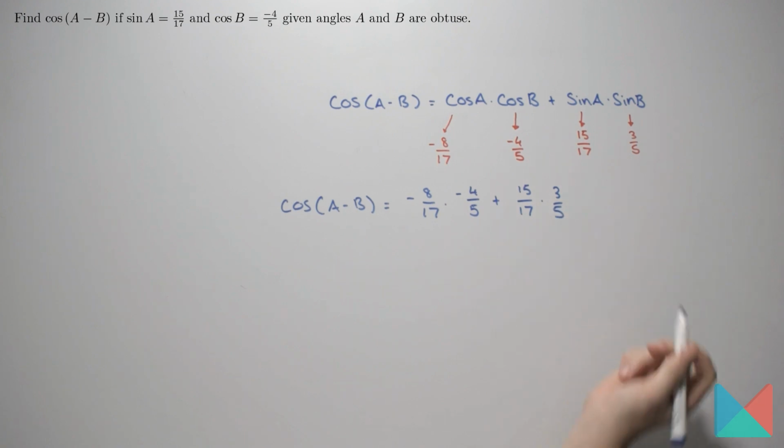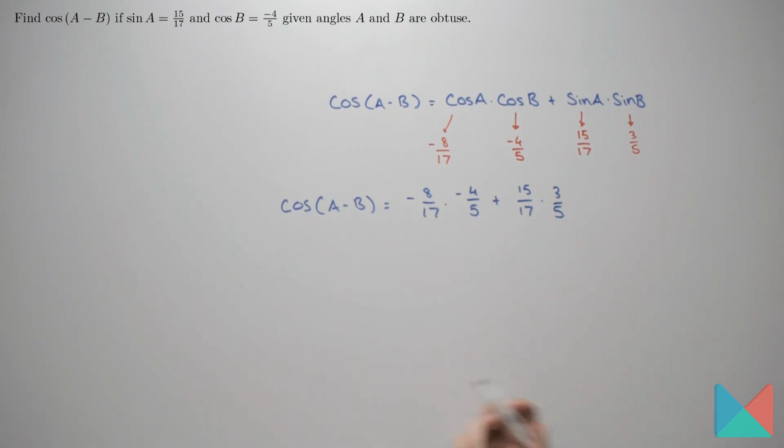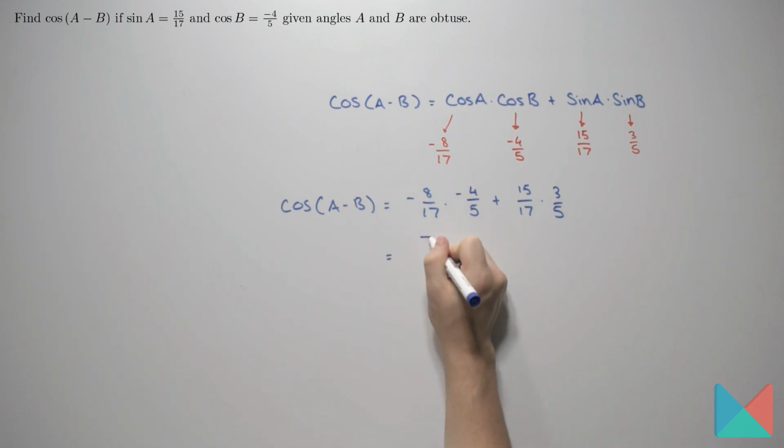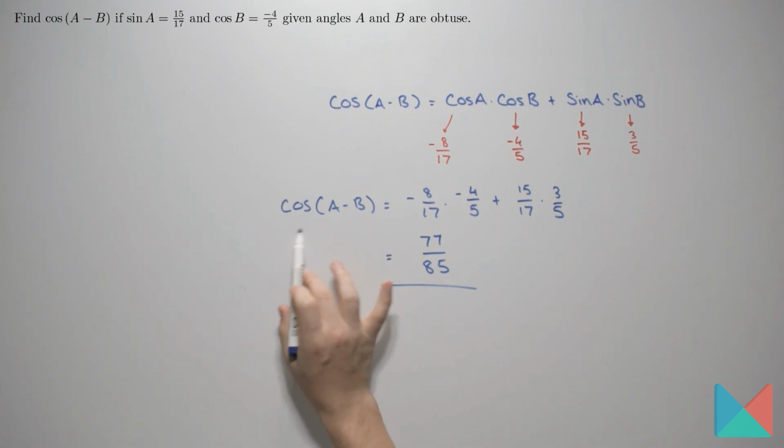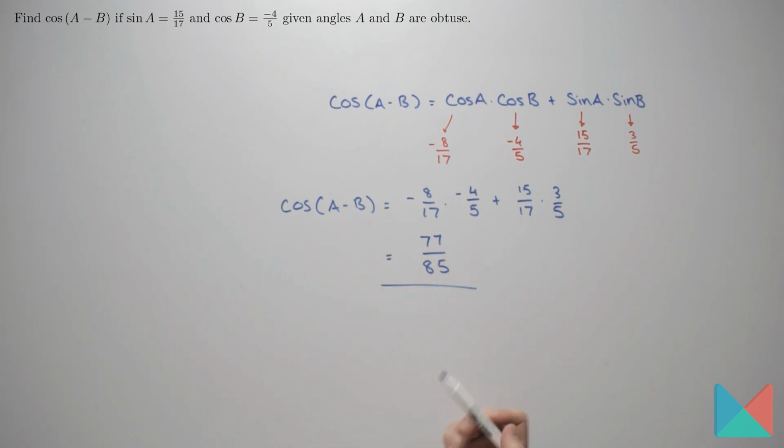And so now we can solve this right hand side on our calculator, and if we solve this on our calculator, we're going to get a solution of 77/85. And so we have shown that cos of A take B is this solution here, 77/85.